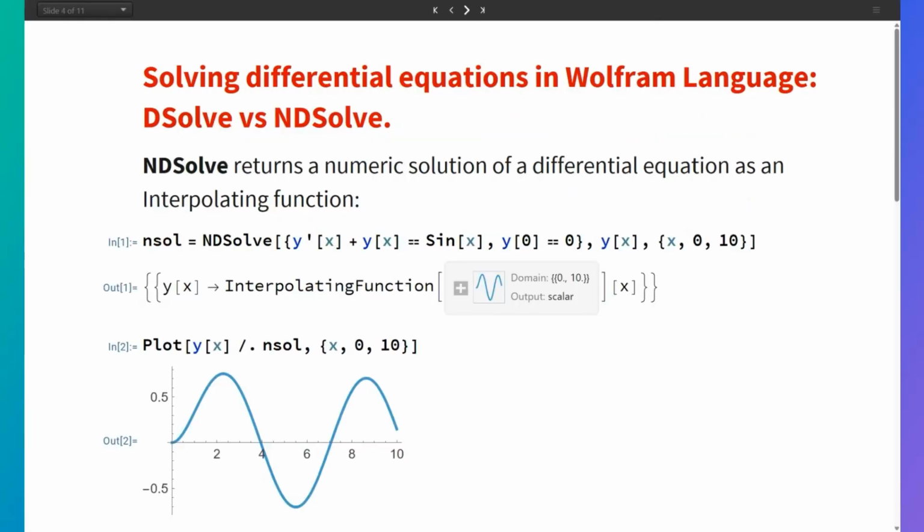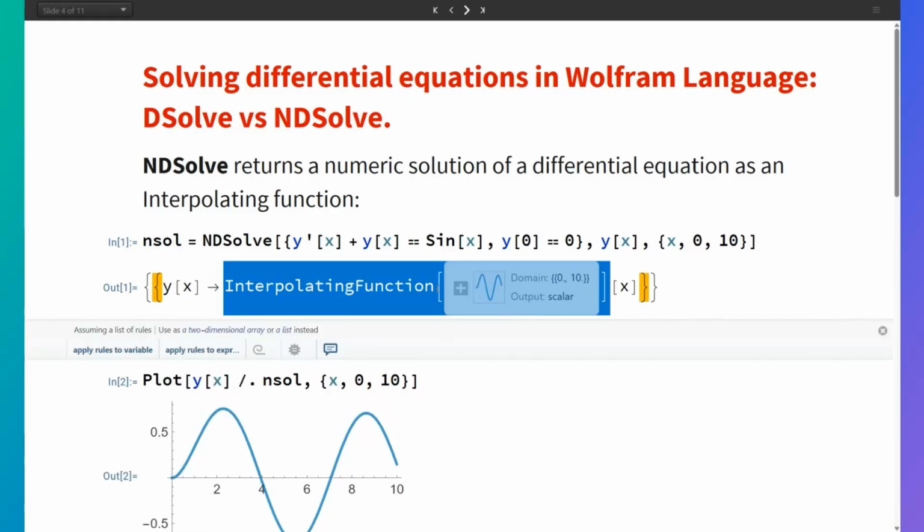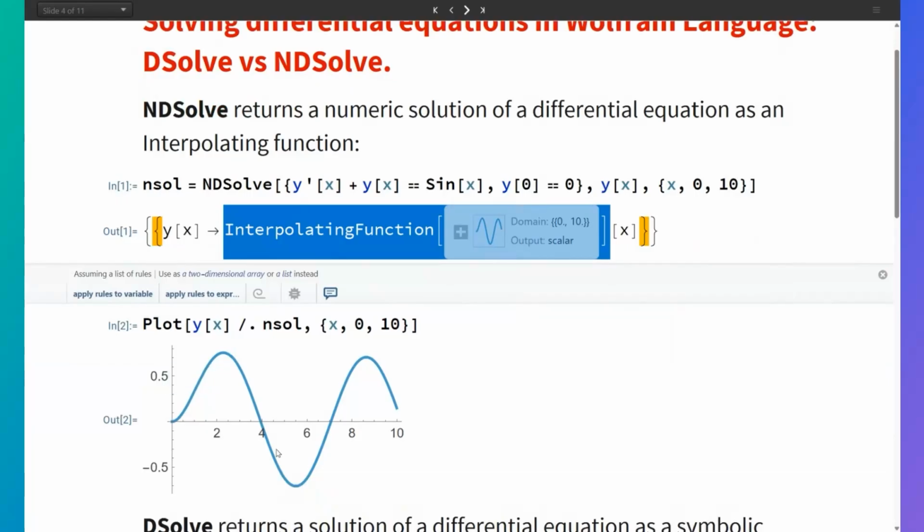I think all of you possibly know that there are two main functions for solving differential equations in Wolfram Language, DSolve and NDSolve. These two functions do the same job, solve differential equations, but they are completely different in nature. NDSolve solves differential equations numerically, and its outcome is an interpolating function presented in this example. And here's the plot of this solution.